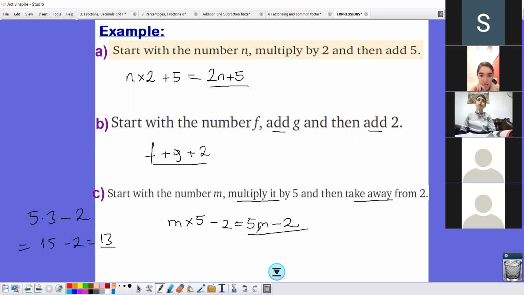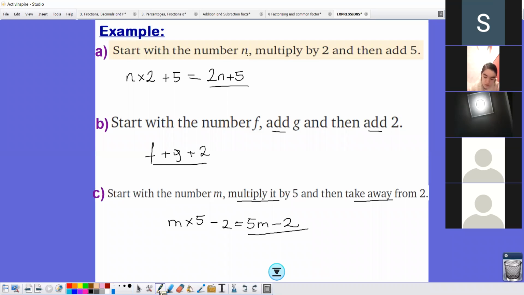This is not like here. For example, if m is 3, then 13 is not 3m, because 3 times 3 is 9. Here you have different results. Because of that, you cannot say 5m minus 2 is 3m, because first you need to do the multiplication, then the subtraction. But because we don't know m, we are not doing anything right now. Here we are writing only the expressions. There is a sentence, and we are expressing it mathematically.